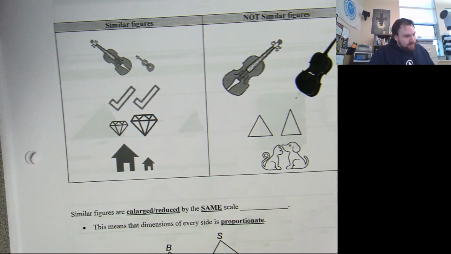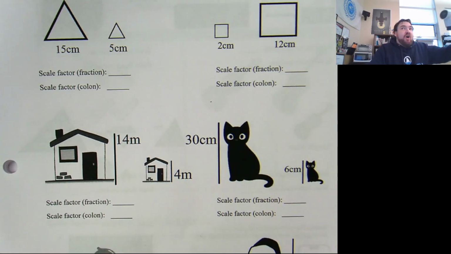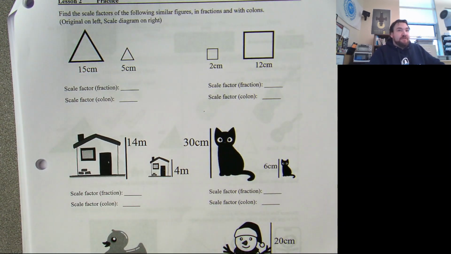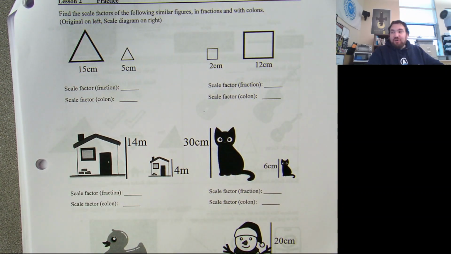Okay, flip the page. Crank out the scale factors. All we're doing right now is cranking out these scale factors. On your mark, say giver. The left is the original. The scale diagram is on the right. Crank out a bunch of scale factors for me. That's all you're doing right now. Get to work, Raven. I just want you to crank out a bunch of scale factors for me.